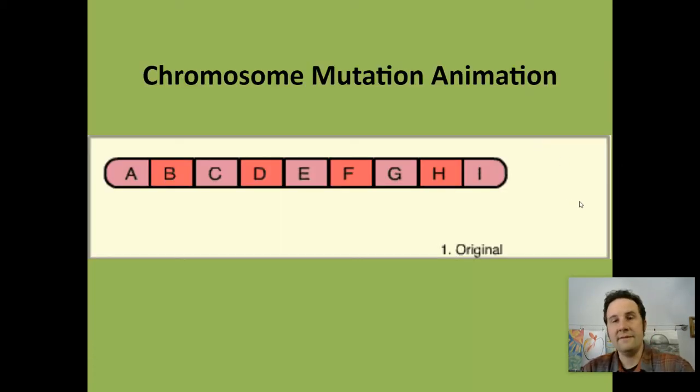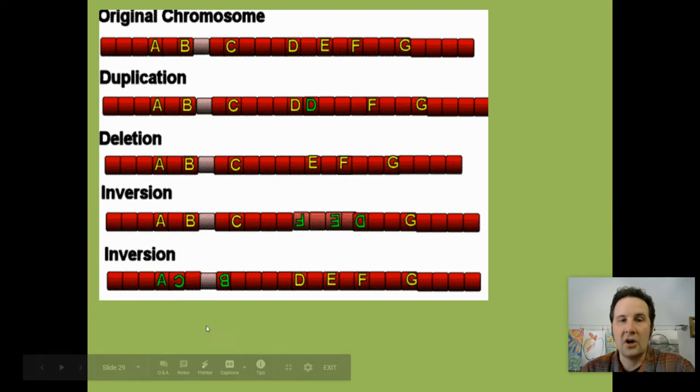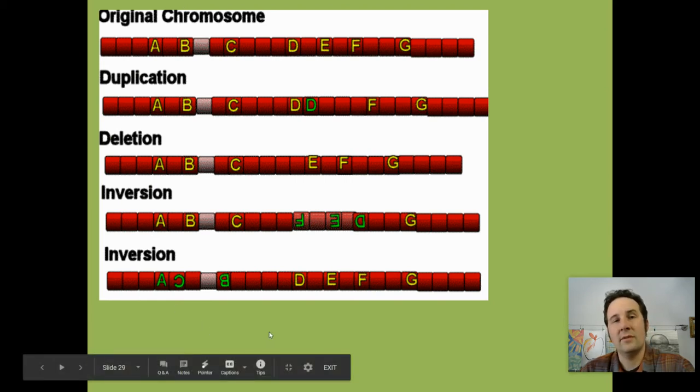Again, here was a GIF that did not work. So enjoy that blank screen. Here is the same thing that was illustrated on the GIF. It's just an overview. You can pause it right here. It's just showing you what the different types of chromosome level mutations look like. There's the centromere. That's what that purple thing is. That's the centromere on each chromosome.